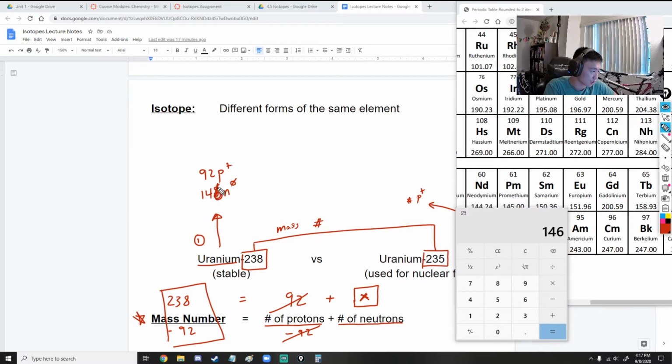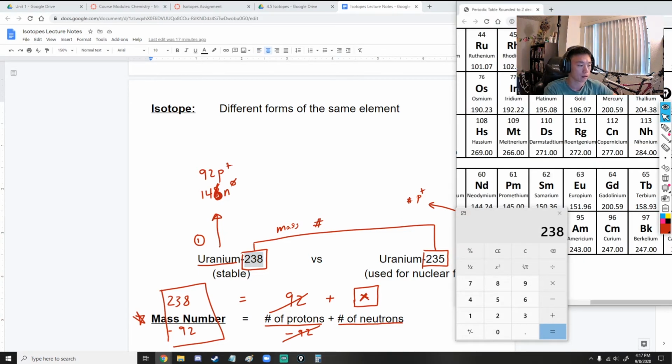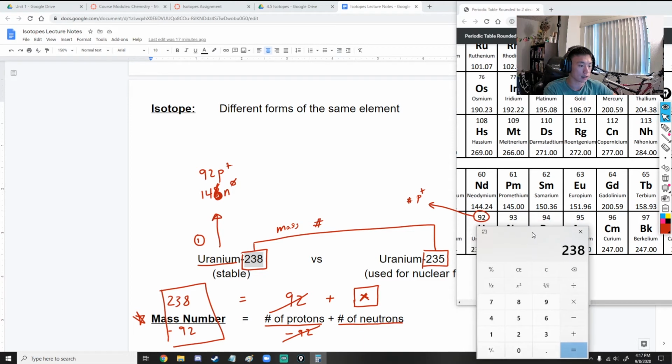See, and this is a nice segue into what I was going to say next. You can check your answers by just adding the protons and the neutrons. So 92 plus 146 should give you the number in the back, 238. Okay? Alright, so I'm going to give you guys a second. You can pause the video and try out the second problem. Try to find out how many neutrons uranium-235 has.